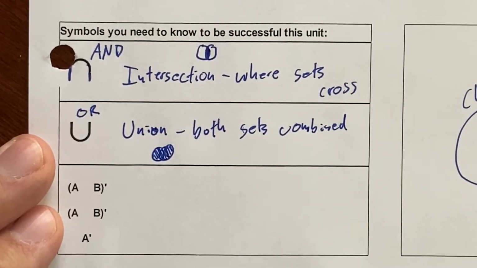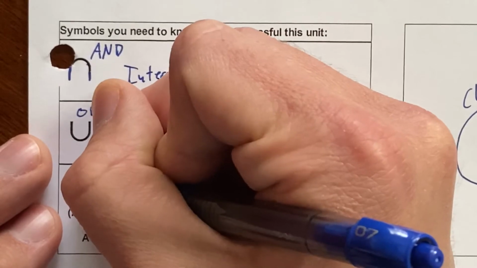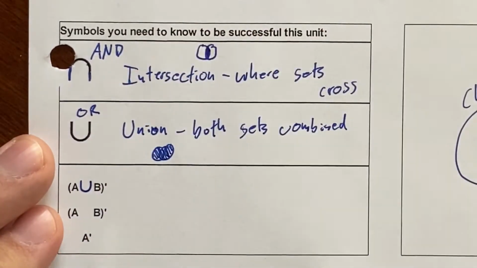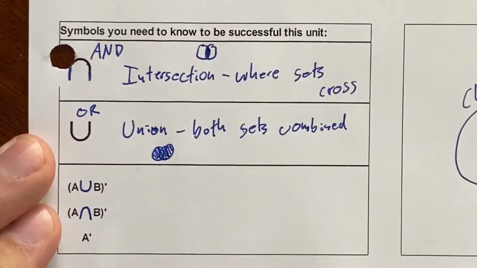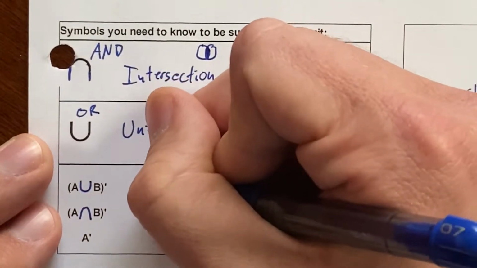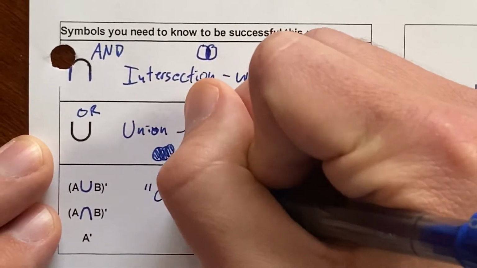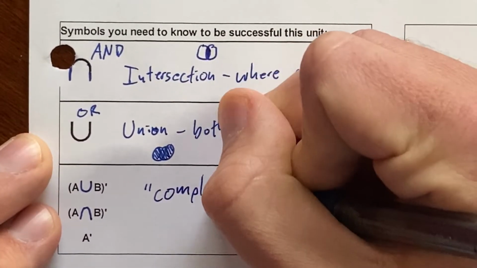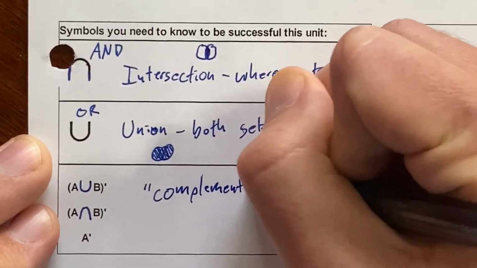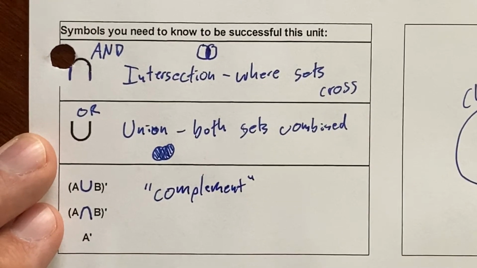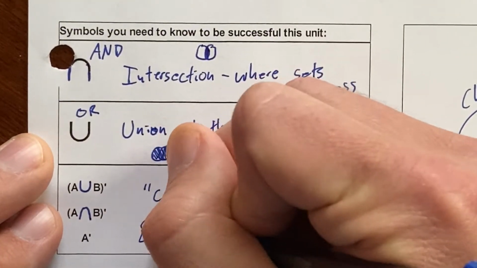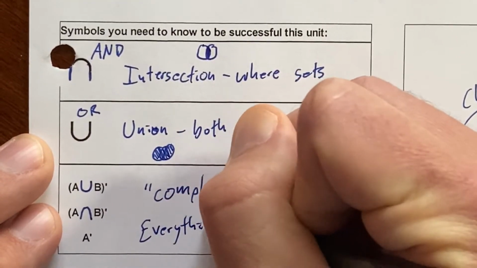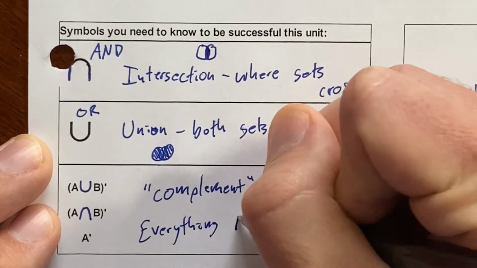Down at the bottom, we need to make sure that we draw some stuff in. This would be A union B, and then this would be the intersection of A and B. And that apostrophe, the fancy way of saying that is the complement. Complement is just a fancy way of saying everything that is not in the set.